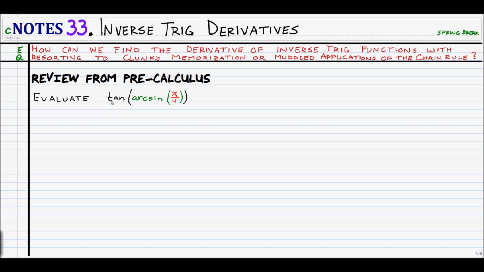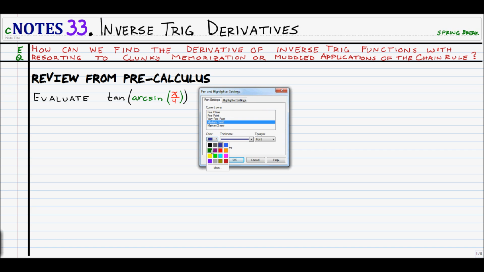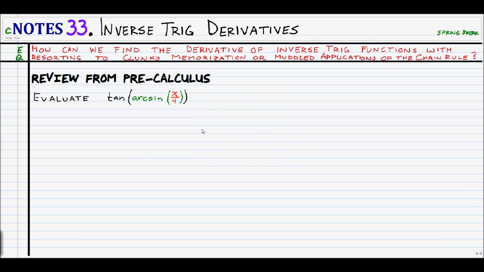So we want you to evaluate the tangent of the arc sine of x over 4. And if you're one of those people that's kind of trig phobic, you might look at this and just get the heebie-jeebies as you're thinking about how to evaluate something that has so much trig and so much going on in it. The beauty of this whole thing, though, is that it's actually not difficult to evaluate if you just think about what this all means.